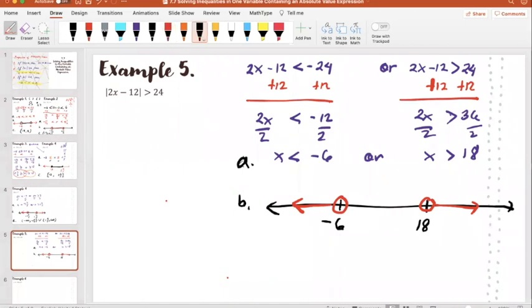How about our interval here? Okay, there are two rays. So how do we put it here? Arrow to the left, negative infinity to negative 6, open, so we use parentheses. Or 18 to positive infinity because we have an arrow to the right. So that's our solution set for example 5.